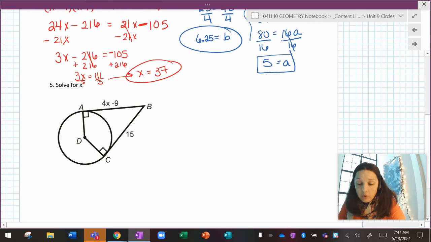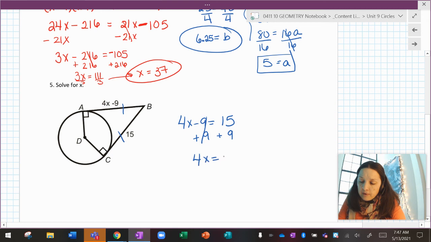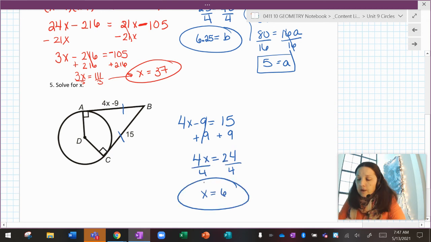And now this last one, what do I do here? They go outside. But they're both outside. Those are tangents. So they have to be congruent. So all I got to do here is 4x minus 9 equals 15, and then solve for x. And I get x equals 6. Done. That's it. Well, that's the whole video, folks.